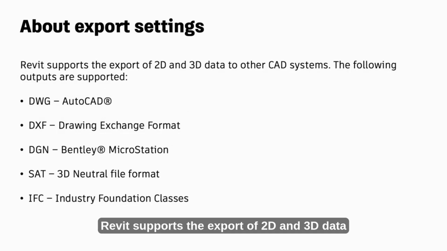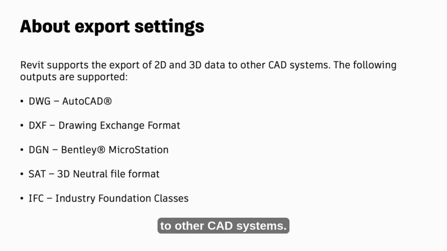Revit supports the export of 2D and 3D data to other CAD systems. The following outputs are supported: DWG, which is AutoCAD format, DXF, Drawing Exchange Format, DGN, which is Bentley MicroStation, SAT or ASYS, which is a 3D neutral file format, and finally IFC, which is Industry Foundation Classes.